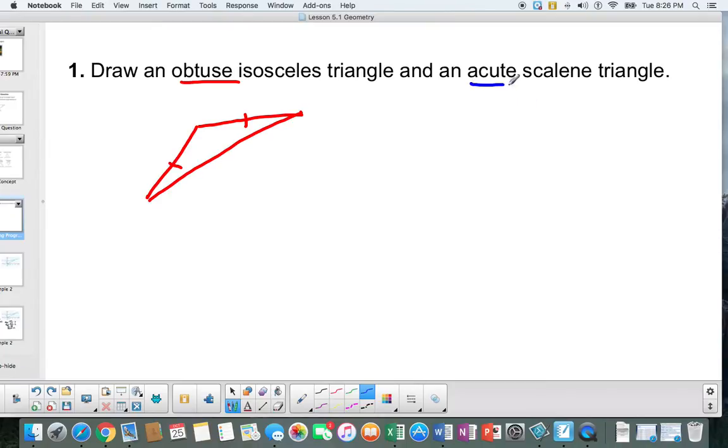Let me change the color. And now I want an acute scalene triangle. Scalene means all the sides have to be different, and acute will mean that all the angles have to be less than 90 degrees. So let's see what I can do. I tried to make all the sides different lengths, and all the angles are less than 90 degrees.